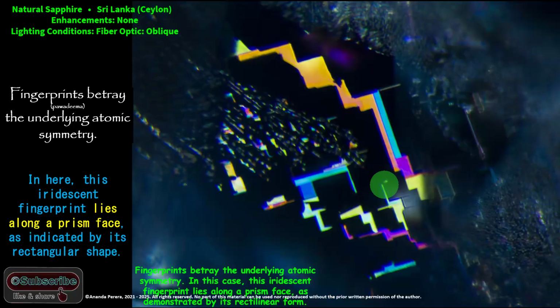So it is a very special thing. Right, we can move to the next. What is the lighting condition here? It is fiber optic oblique. It is also a Sri Lankan stone.